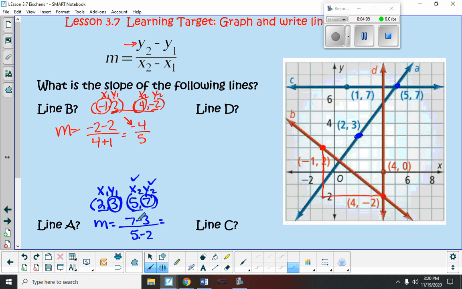So 7 minus 3 is 4, and 5 minus 2 is 3. So that slope is 4/3, which is a positive number, which means that it will be going uphill, and it does. So if you look here, to go from this point up to this point, you would have to go up 1, 2, 3, 4 over 1, 2, 3. Yep, 4/3. All right, let's look at line D. So line D is right here, and that is a vertical line.